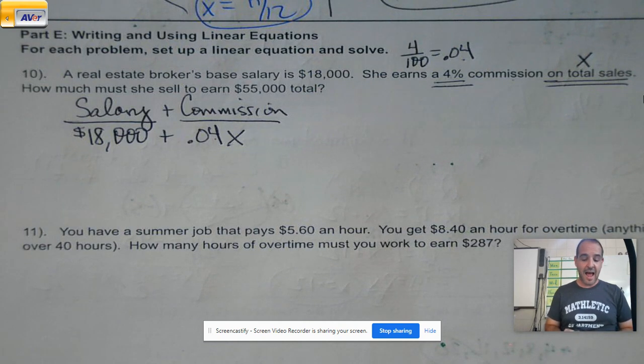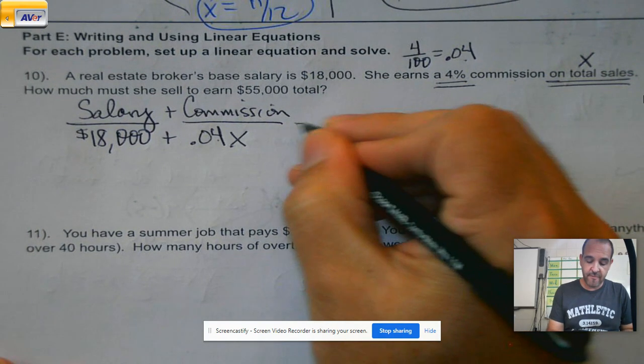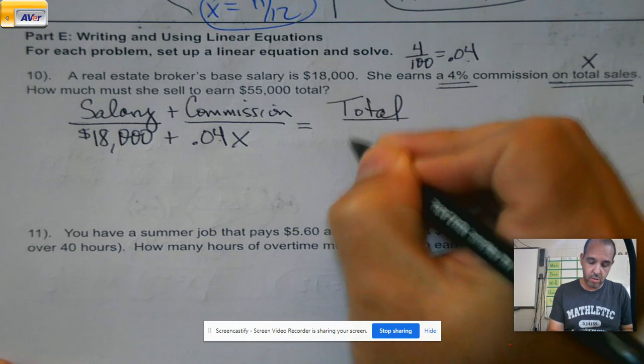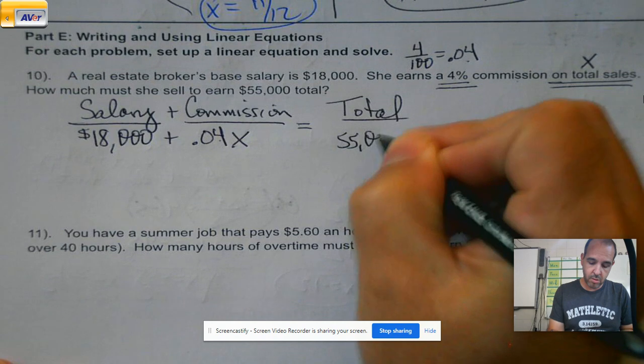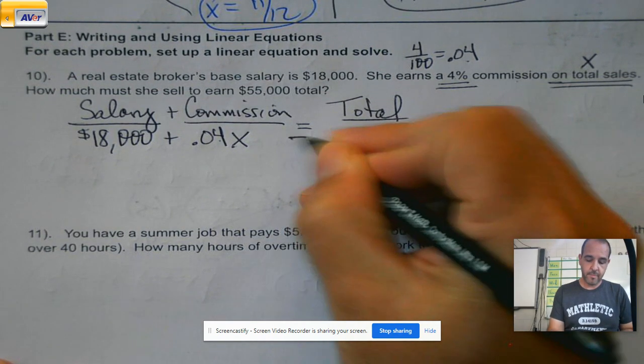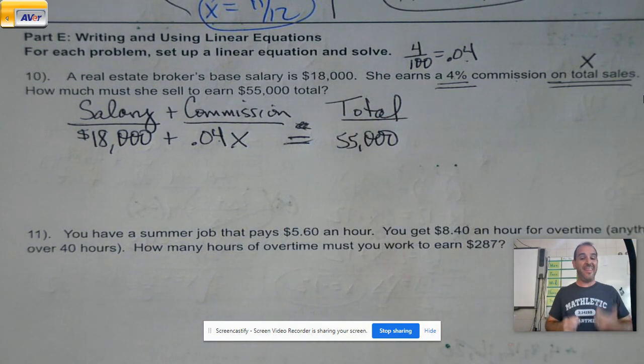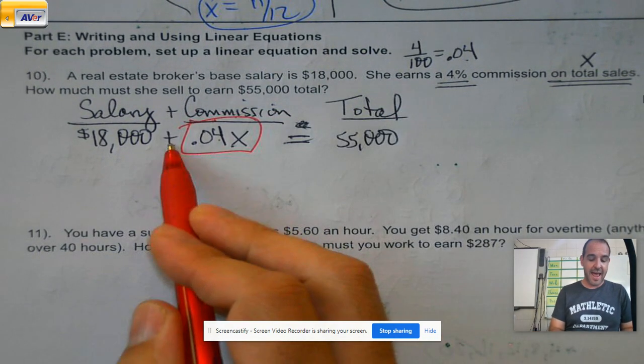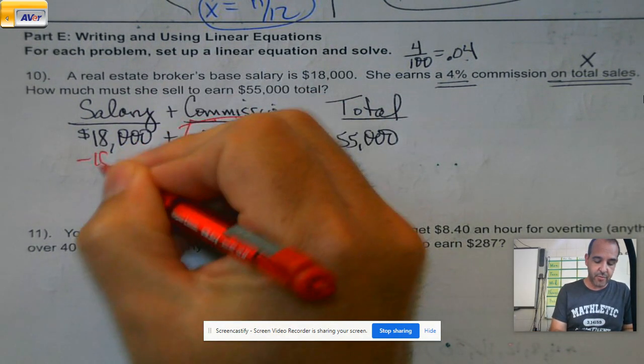So then, how much must she sell to earn $55,000 total? Probably should put that down here. And that's my equation. So I have to kind of think through this a little bit sometimes, depending on what the situation's going to be. Now, once I get here, it shouldn't be bad. Because I'm like, okay, trying to figure out what X is. I'm adding 18,000 to it. I do the opposite.